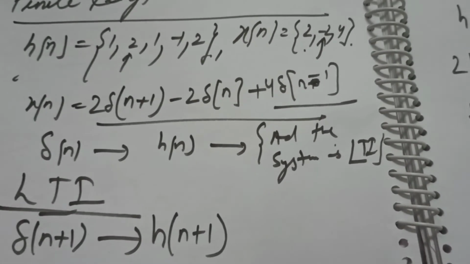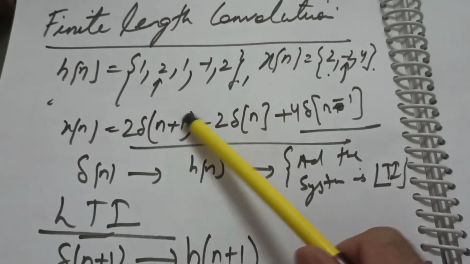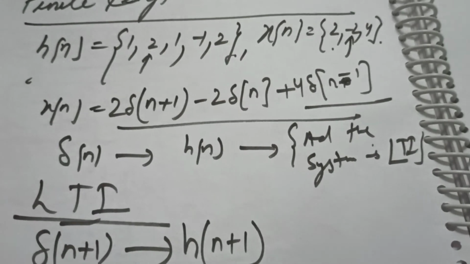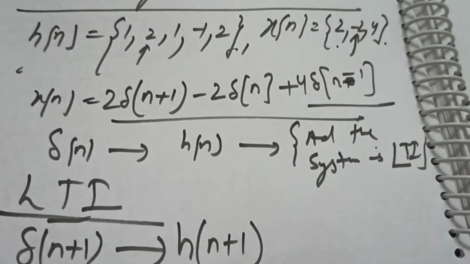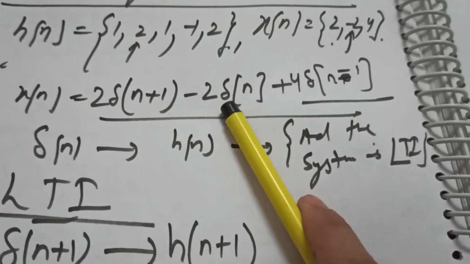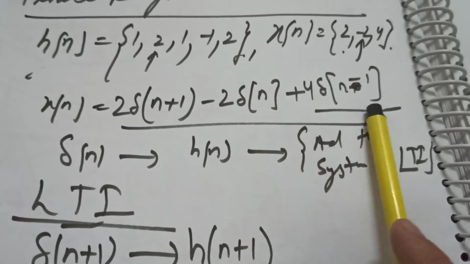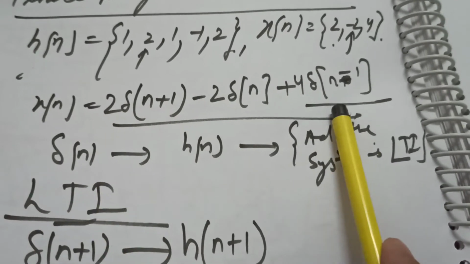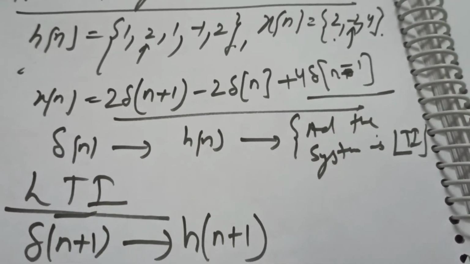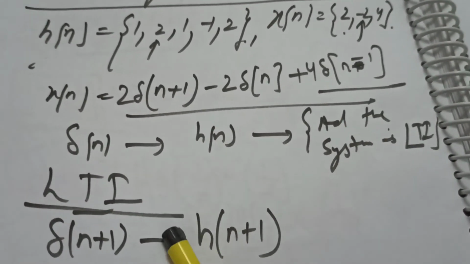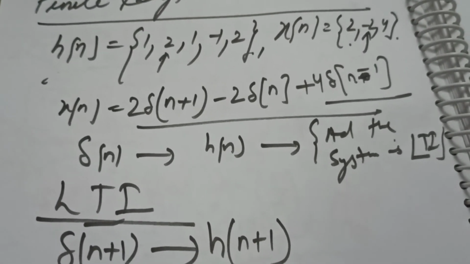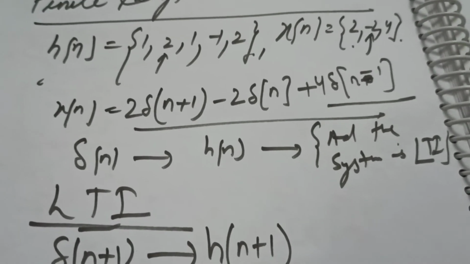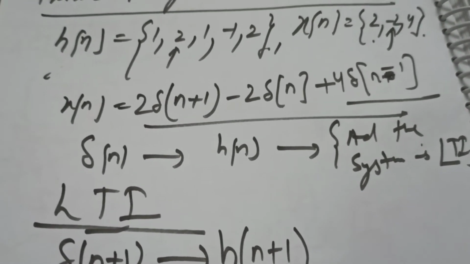So if we are going to plug in 2 delta n plus 1 minus 2 delta n plus 4 delta n minus 1, then it is sure to give us, this is nothing but a linear operation. Multiplication is homogeneity, and then additivity is happening. So this is nothing but linearization of the entire delta n function, and delta n plus 1 leads to h of n plus 1. This is nothing but again time invariance. Hence the LTI system is tested here.